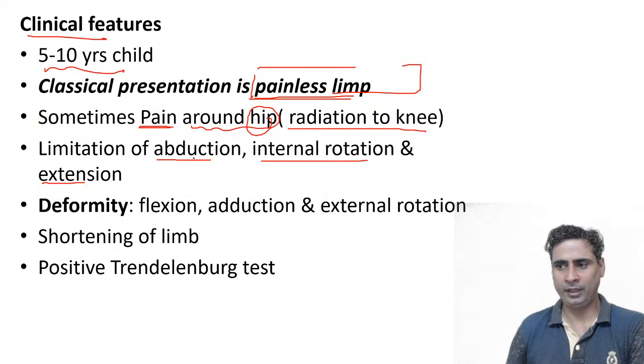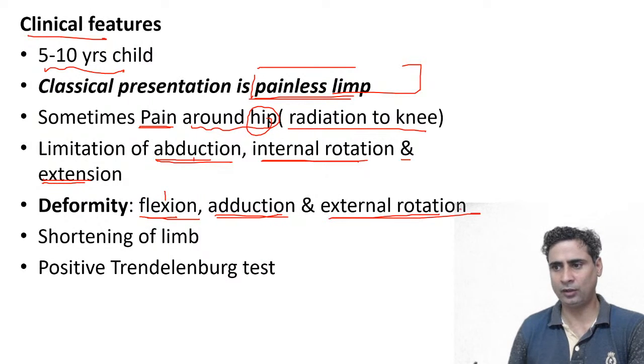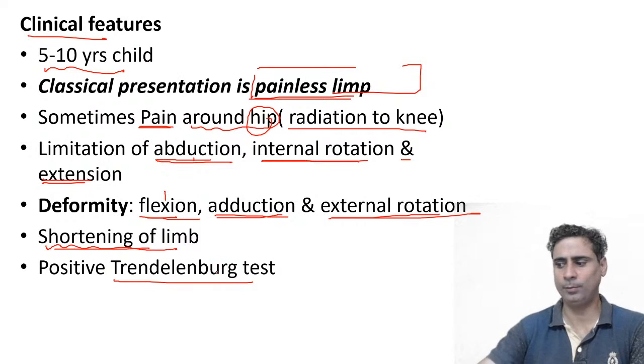So the presenting deformity will be due to limitation of abduction, there is adduction. Due to limitation of internal rotation, there is external rotation, and due to limitation of extension, there will be flexion deformity. So the presenting deformity will be flexion, adduction and external rotation. If there is destruction of the head, there will be shortening of the limb, and the Trendelenburg test will be positive. You ask the patient to stand on the affected side, the opposite side pelvis will be sagging down. So these are the clinical features of Perthes disease.